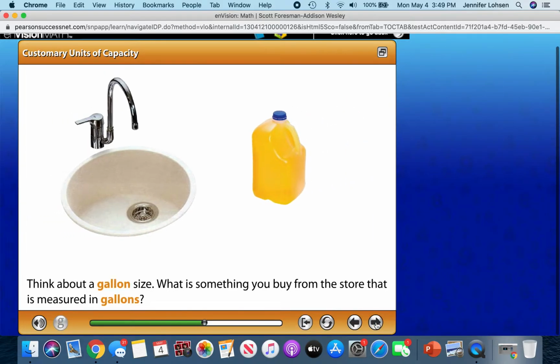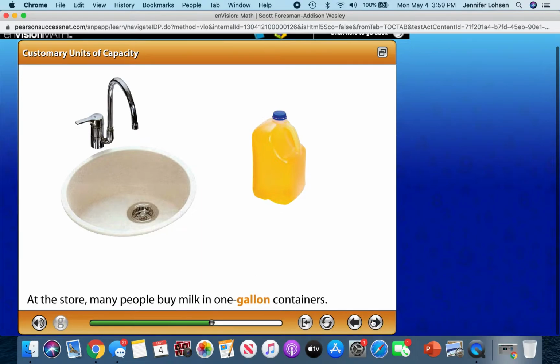Think about a gallon size. What is something you buy from the store that is measured in gallons? Some things that I know that I buy from the store that we can purchase in gallon form would be gallons of water, gallons of milk, and just like you have right here, a gallon of juice.